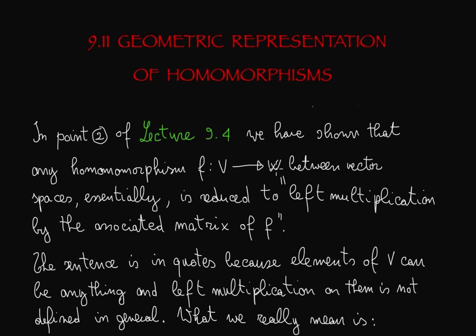The only reason why we leave it in quotes is because these are just sets. V and W are just sets with an algebraic structure, and the algebraic structure does not concern left multiplication by a matrix. Algebraic structures are being able to sum vectors, being able to sum elements inside V and W, and being able to multiply them on the left by scalars, by numbers, not by matrices. Of course, if V is a Euclidean vector space, then yes, but not in other cases. What we really mean is the following.